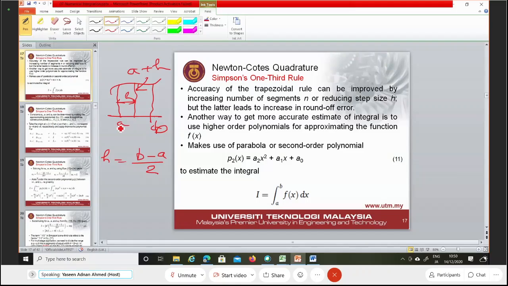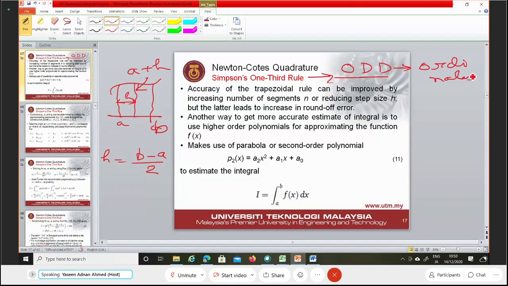It means when you integrate from a to b, you need to consider the midpoint and you need to consider 3 ordinates. So in order to apply Simpson's first rule, you need to have an odd number of ordinates. We call this the ordinates. The vertical line, we call this the ordinates.